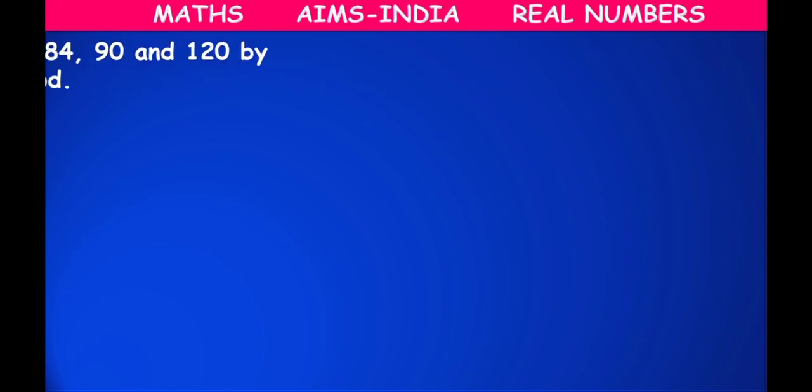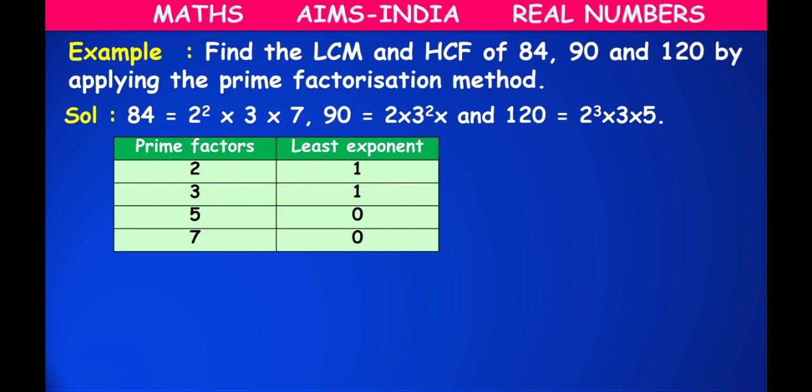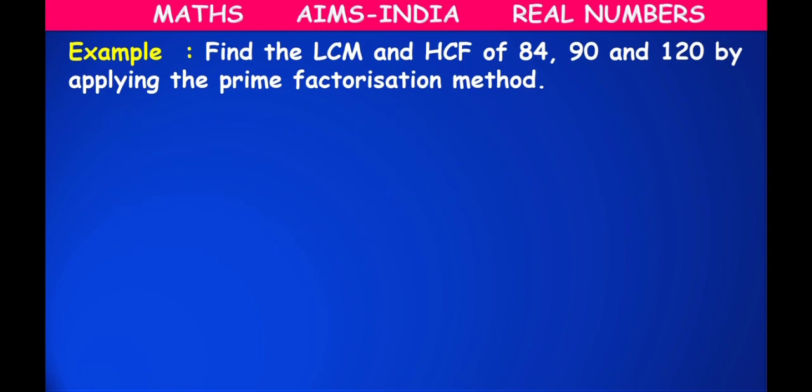Okay, children, next one. Find the LCM and HCF of 84, 90 and 120 by applying the prime factorization method. We have to find the LCM value and the HCF value of how many numbers? 3 numbers they have given in the question. For the 3 numbers, we have to find their LCM, their HCF, by the prime factorization method.